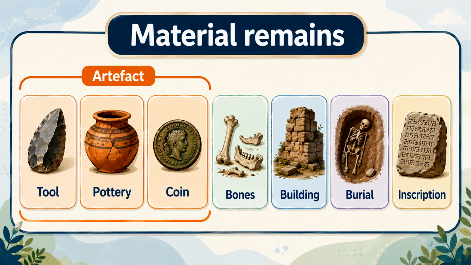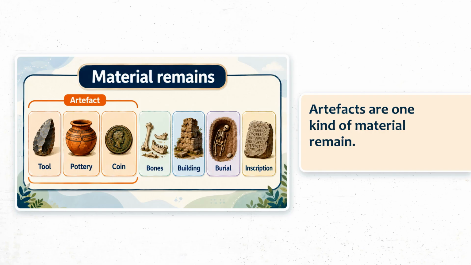Look across the 7 cards. Tools, pottery, bones, buildings, burials, coins, and inscriptions can all be archaeological material remains. Now notice the smaller artifact bracket around the tool, pottery, and coin. An artifact is a human-made or human-modified object, so artifacts form only one part of the wider material evidence archaeologists study. The smaller bracket shows one category inside a larger one.